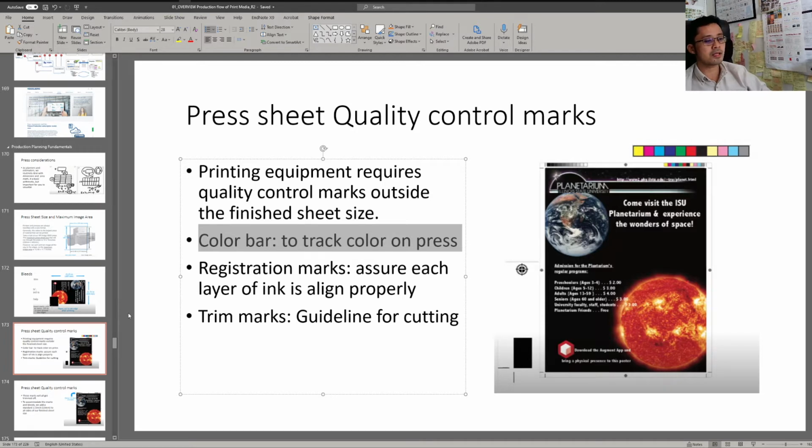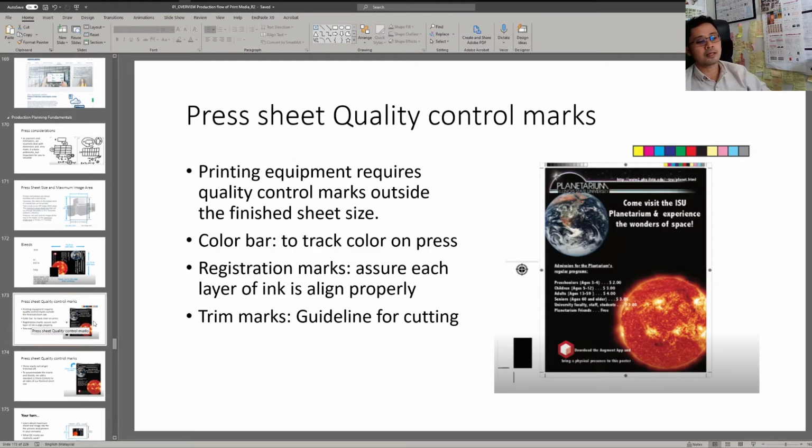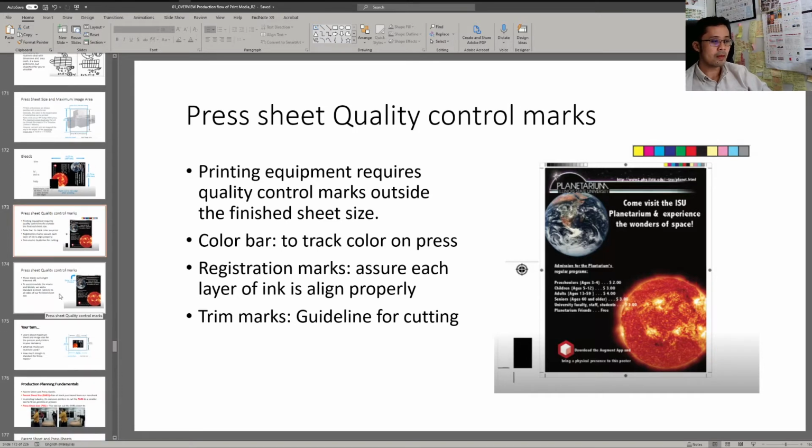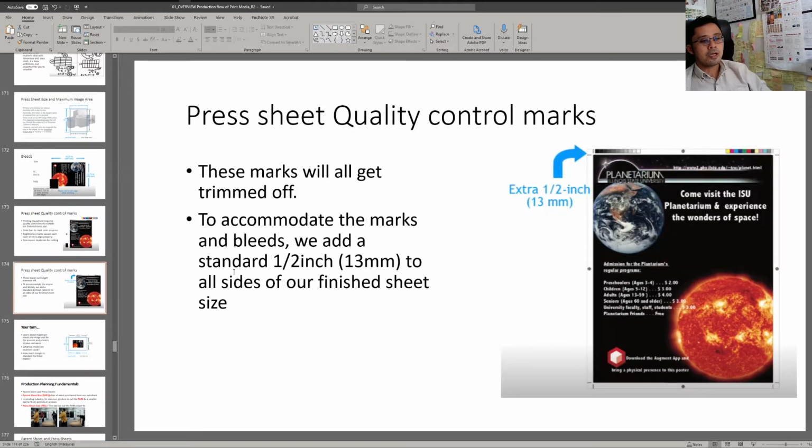Kita tak nak something yang redundant, sebab dia akan mempengaruhi cost apa? Cost ink lah. Okay. Now I think you all know this, that all these marks, semua tanda-tanda ni akan ditrim keluar. Dia takkan ikut sekali dalam projek akhir ataupun produk akhir nanti. Dia akan ditrim keluar. Okay, dia akan dipotong keluar.